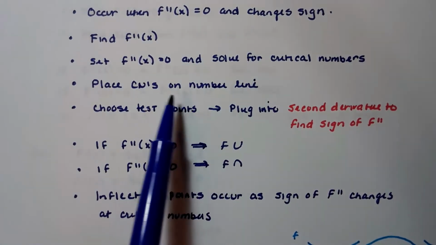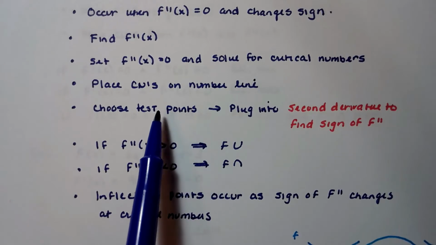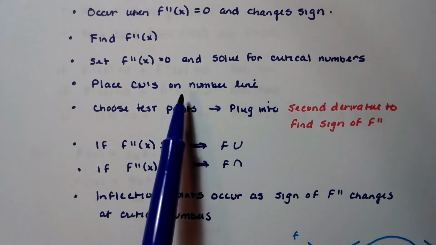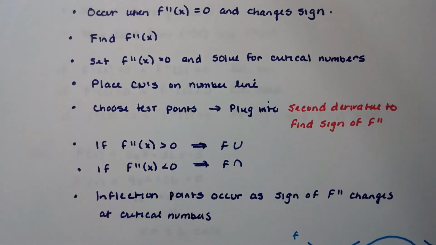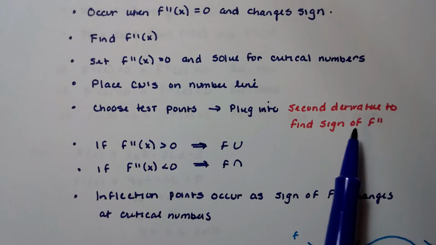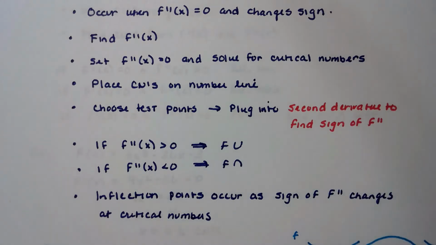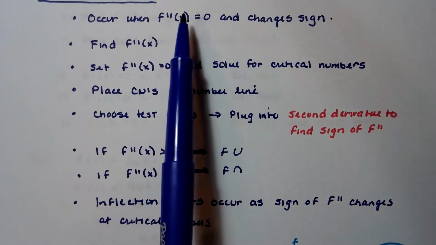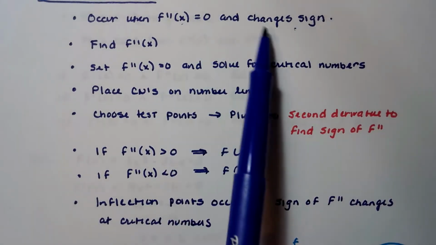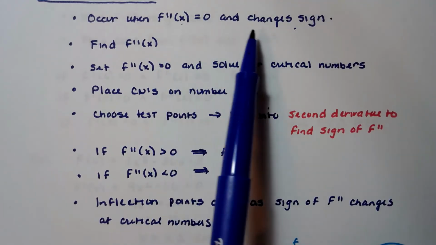And you put the critical numbers on a number line, and you choose test points on the left and the right of those zeros of the second derivative, but you plug your test points into the second derivative because you want to see what the sign of the second derivative is. Why? Because it has to equal 0 and change sign one way or the other. It doesn't have to be from positive to negative or negative to positive. It just has to change sign.